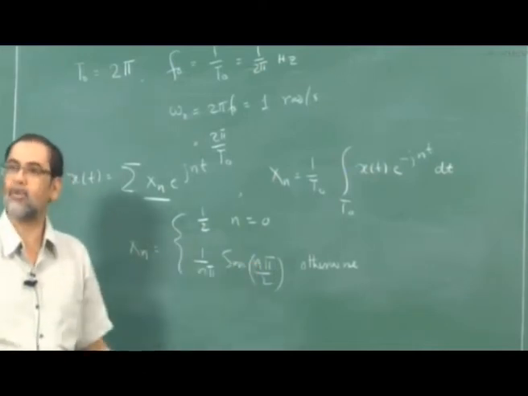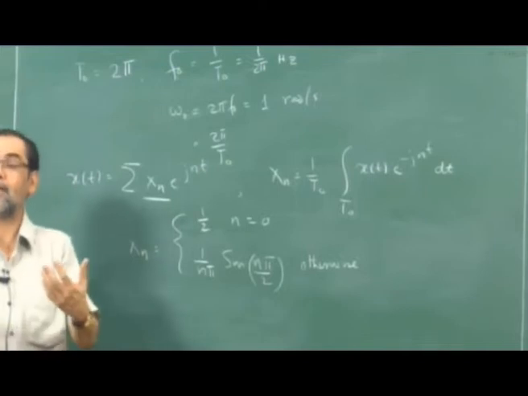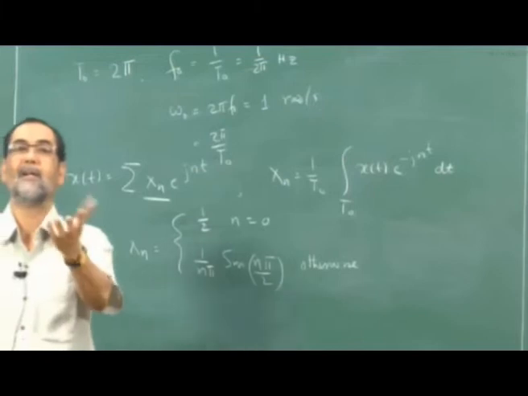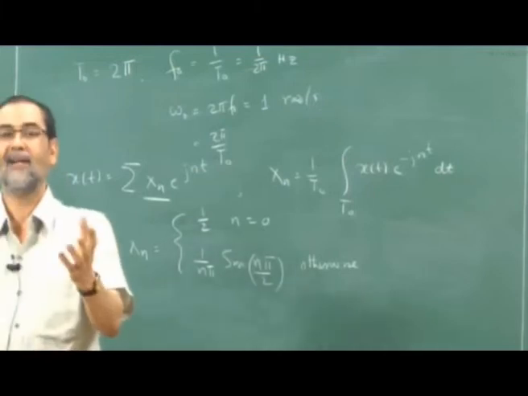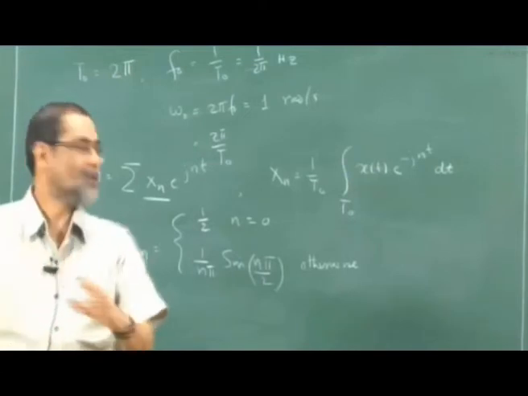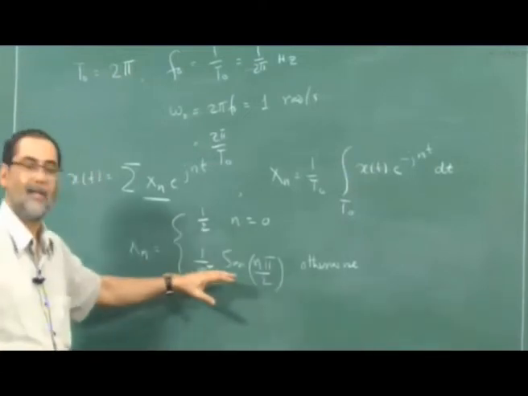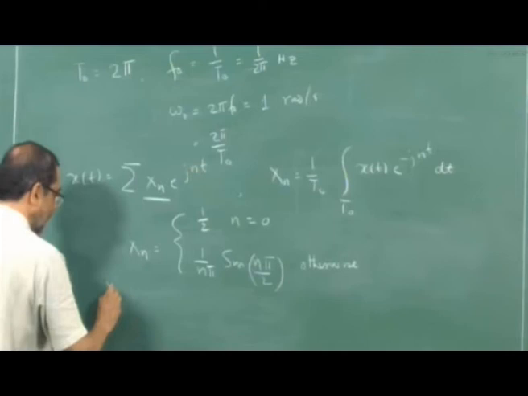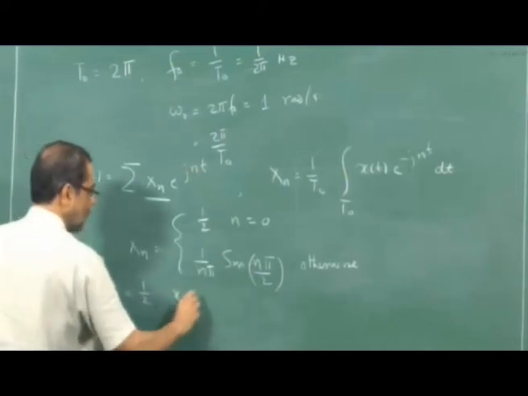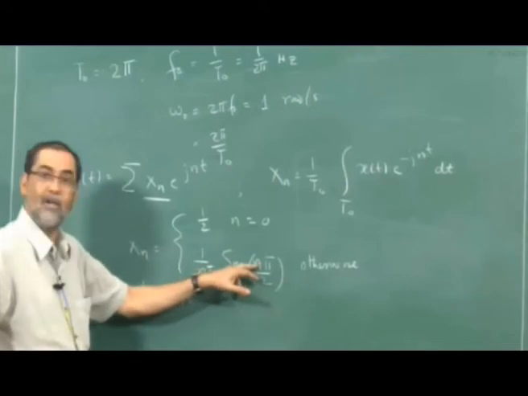And when they exist, you see that when n is 1, sine pi by 2 is 1, n is 3, sine 3 pi by 2 is minus 1. So they change sign alternately, minus 1, plus 1, minus 1, plus 1. So very easy to see that in this case x0 is half, already shown here.